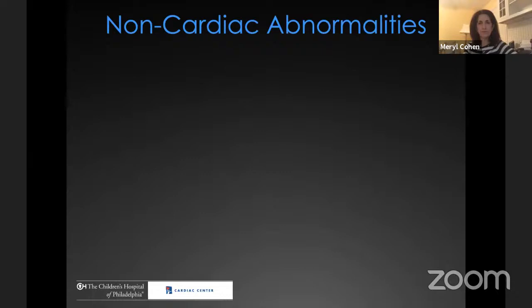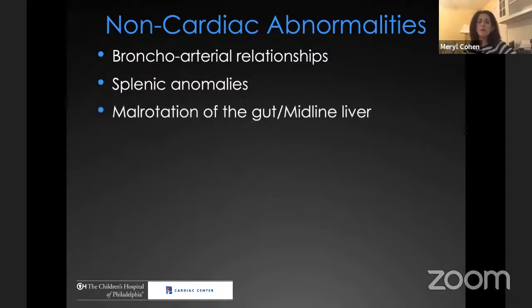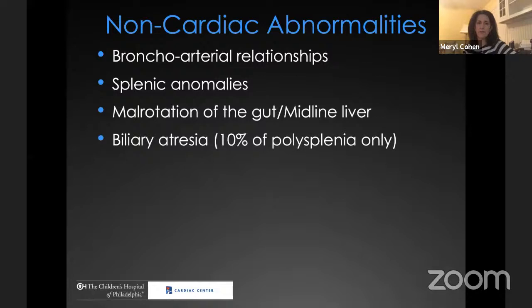There are also often non-cardiac abnormalities. There are abnormalities of the broncho-arterial relationships based on whether the lungs are mirror image or not. There can be splenic abnormalities. Absence of the spleen, polysplenia are common. About a third to sometimes more than that, patients will have malrotation of the gut, which can lead to consequences such as volvulus, as well as midline liver.